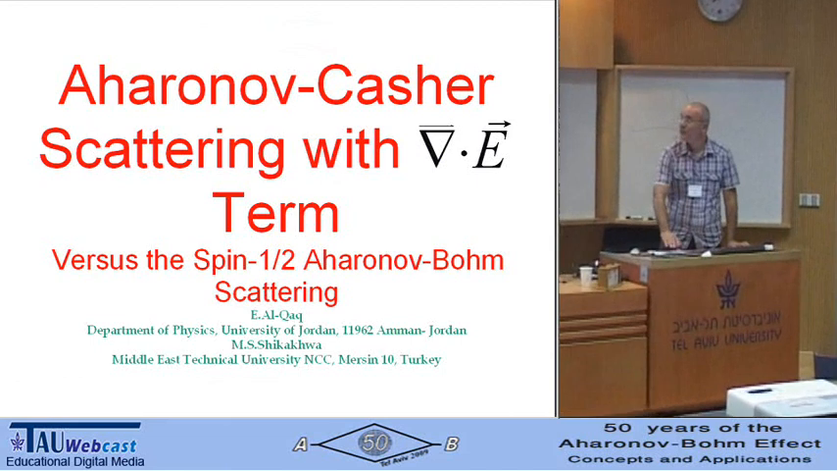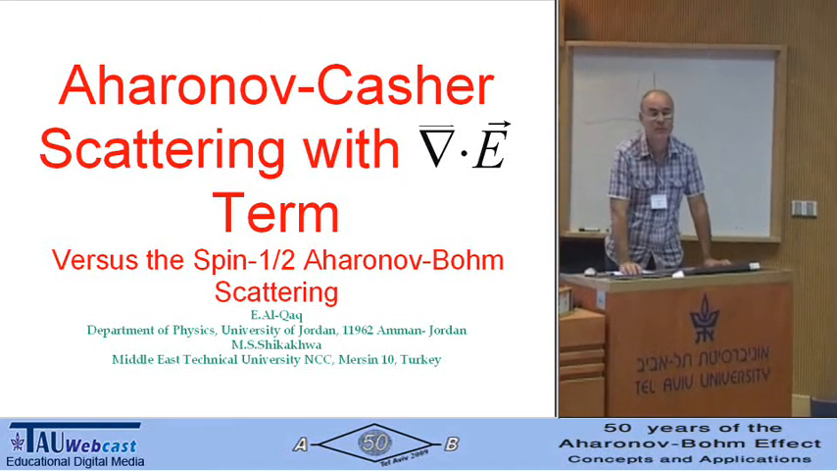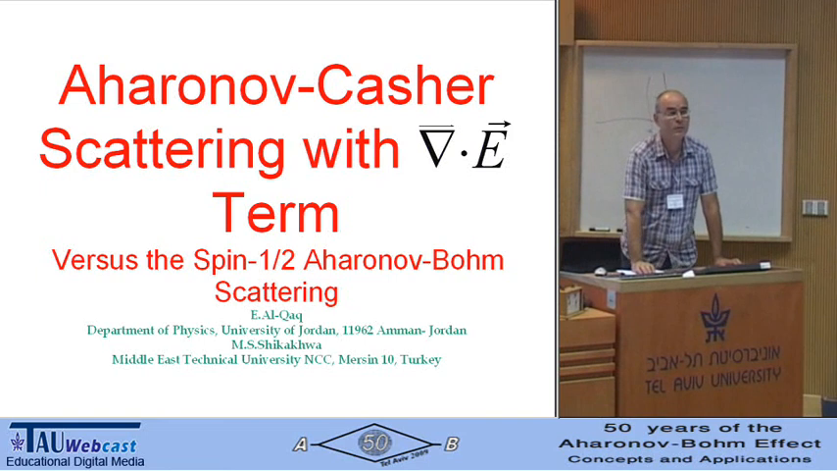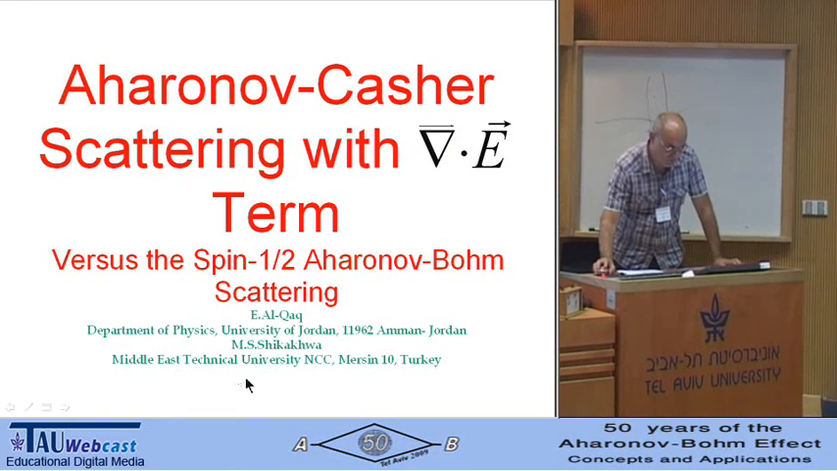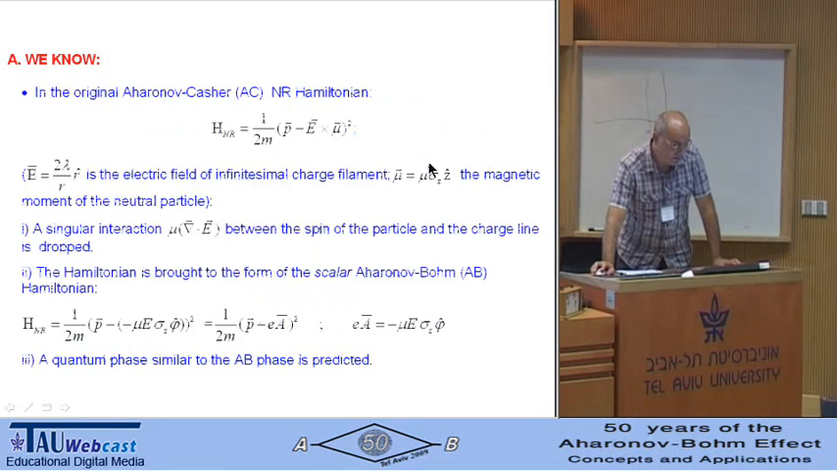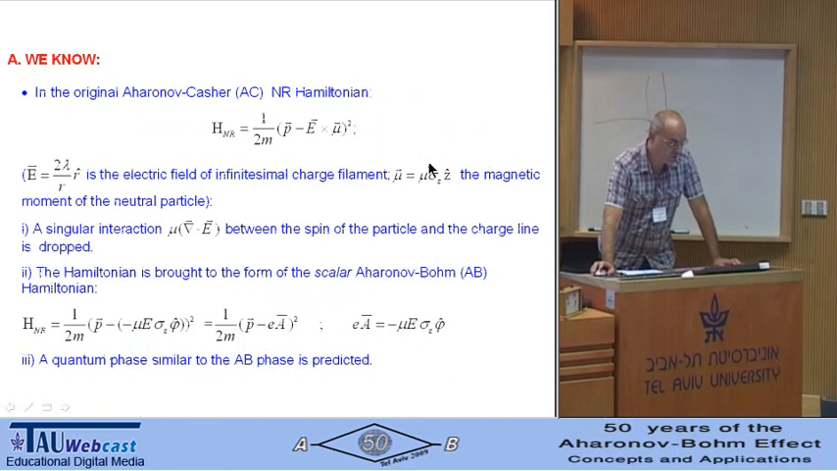I'll just summarize my poster, which will be about the Aharonov-Casher effect Hamiltonian when we include the div E term, which was usually missing in the standard treatment of Aharonov and Casher. Now, we know that in the original work of Aharonov and Casher, they start with this Hamiltonian, but they can write this only when they omit that term. And this interaction is omitted.